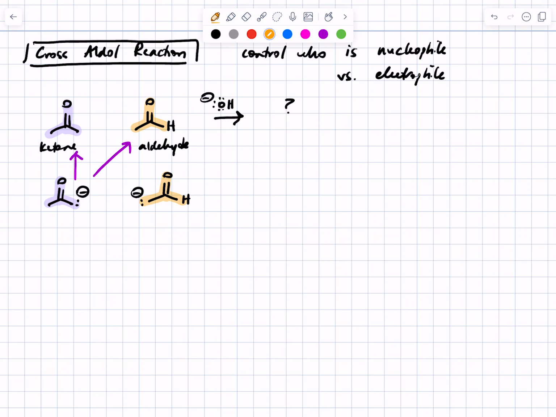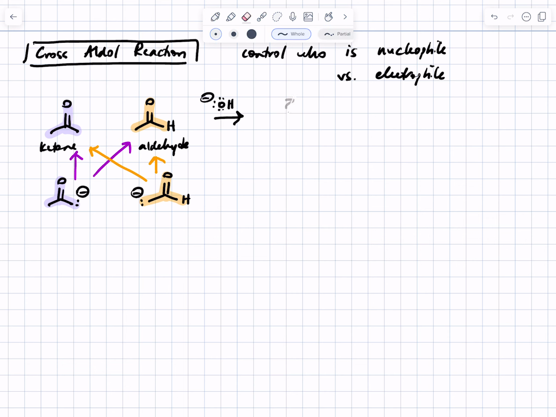I can think about the purple enolate attacking the purple ketone, or the purple enolate attacking the orange aldehyde. Then I have to worry about the orange enolate attacking the purple ketone and the orange enolate, sorry, I'm getting so confused. Are you with me? Should we try that again? I'm worried about self and cross reactivity. Ketone enolate reacting with ketone electrophile, ketone enolate reacting with aldehyde electrophile. Aldehyde enolate reacting with ketone electrophile, aldehyde enolate reacting with aldehyde electrophile.